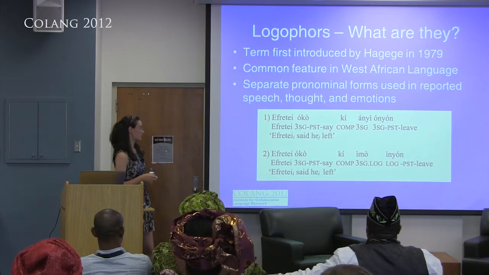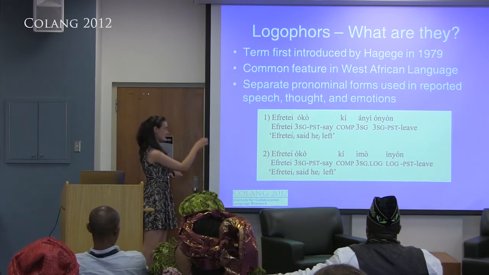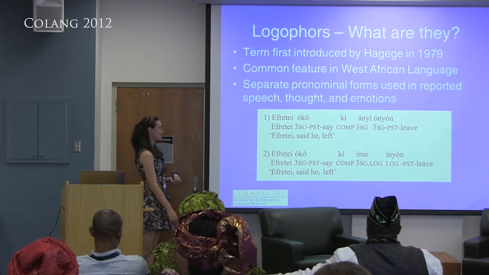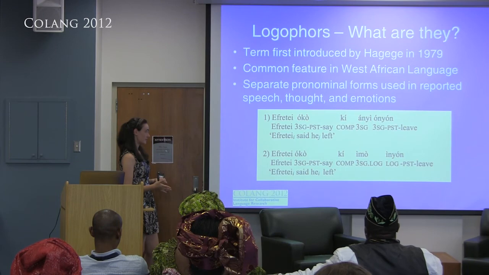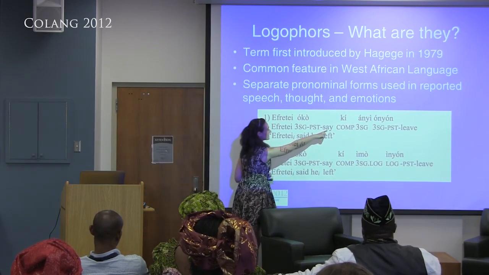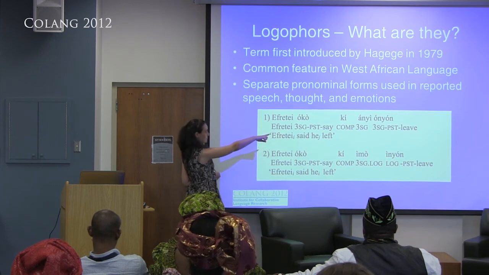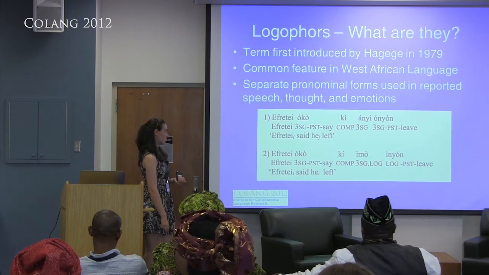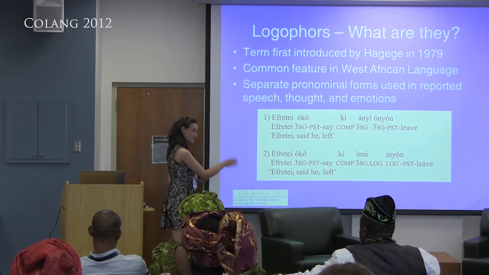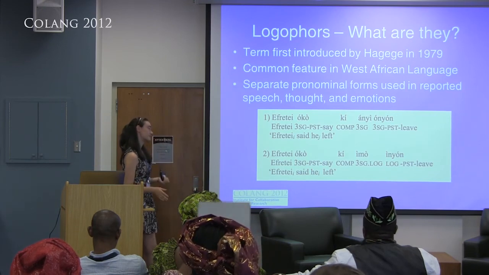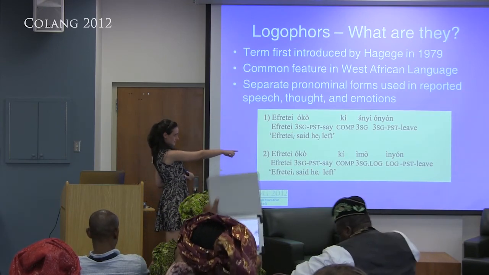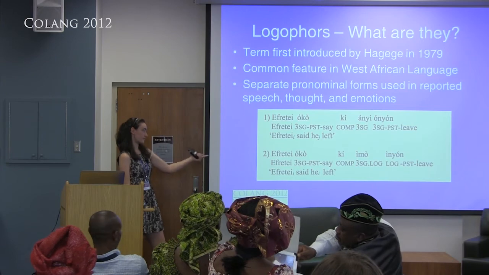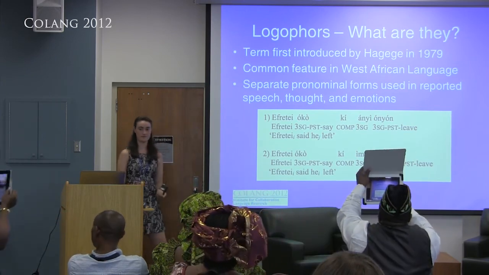in reported speech. So I have this example here of Efrete said he left, where Efrete and he are not co-indexed, meaning that Efrete is a different person from that he. And you see that we get the standard form of the third person singular pronoun, ami, along with the standard third singular verbal morphology of all. And in the second version here, where Efrete said that he left and he refers to Efrete, we get a totally different form, which is this imo. That's our third person singular logophore. And nyon is the logophoric verbal inflection on the verb to leave.